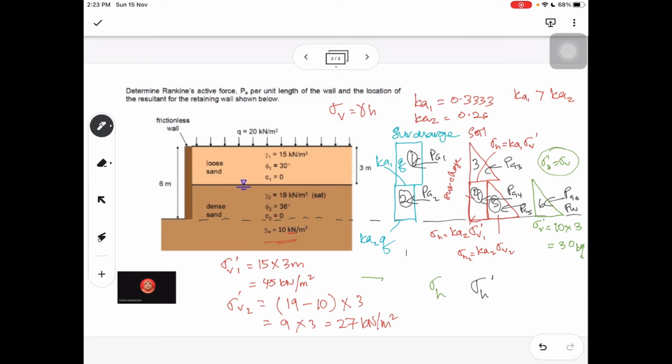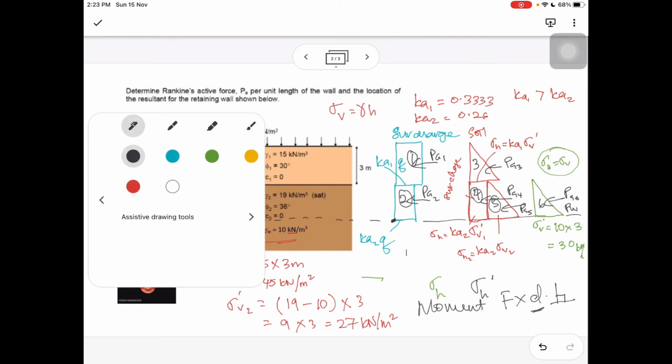Right, and then each PA depends on where you are going to take a moment. Normally we take a moment at the toe of the wall. Moment is always force times the distance, and the distance is always perpendicular to the force reaction. Now let's look at how you get the H for each PA.